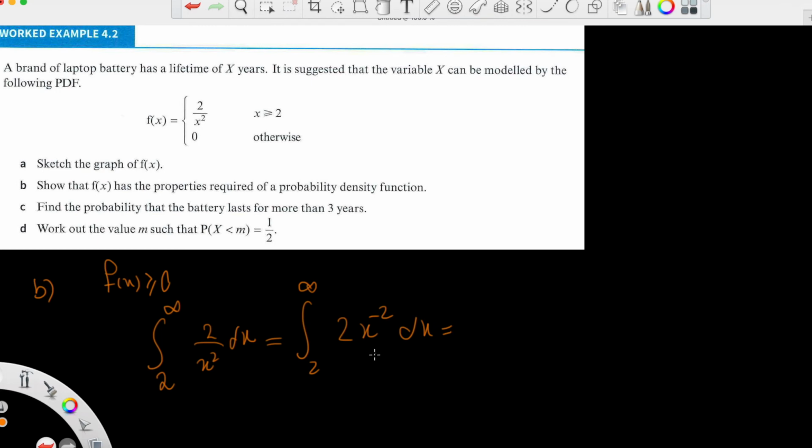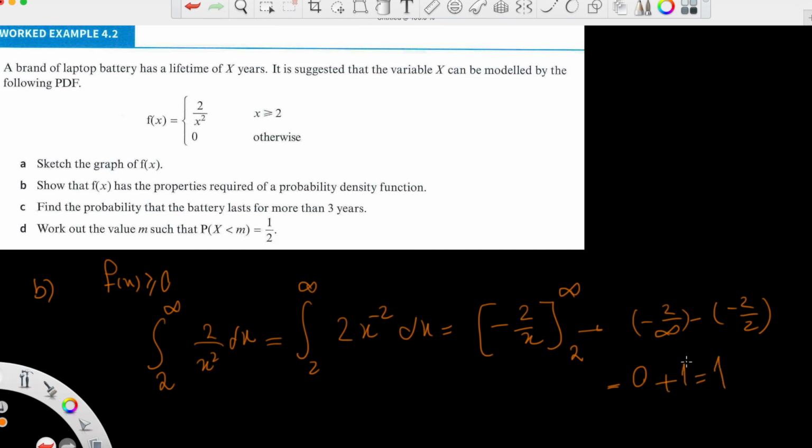If you integrate, it will be 2 times x to the power of negative 2 plus 1 over negative 1. So it will be 2x to the power of negative 1 over negative 1, which is negative 2 over x, after integrating from 2 to infinity. Now if we put infinity, it will be negative 2 over infinity minus, now put the lower bound, negative 2 over 2. Negative 2 over infinity will be 0, and minus negative 1 is positive 1, so it is 1. So the second property is also satisfied here.